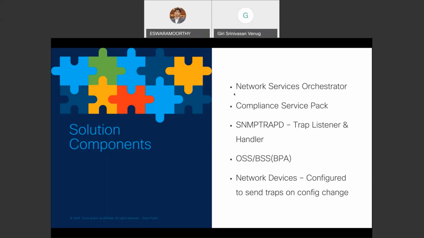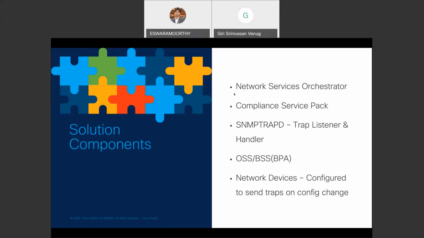Compliance Service Pack is developed by CX, and it is used for checking the violation and also to restore the configurations when required. SNMP trap D is used for listening to the traps and also to handle the traps by parsing the trap and understanding from which device the trap has occurred and also identifying what kind of trap it is. Is it a config change trap, or is it something else like an operational trap like link down or link up? We are using BPA as the OSS BSS layer to showcase the guided healing.